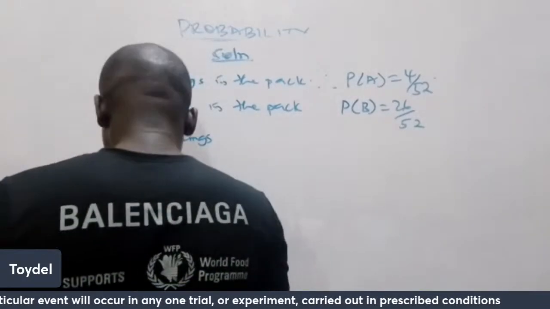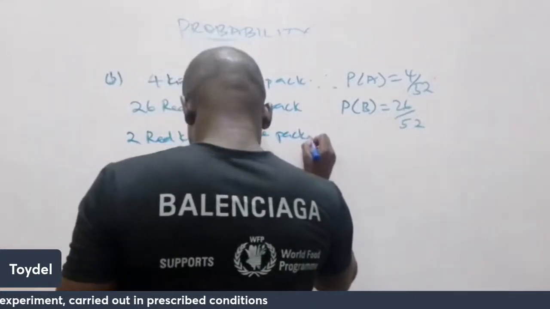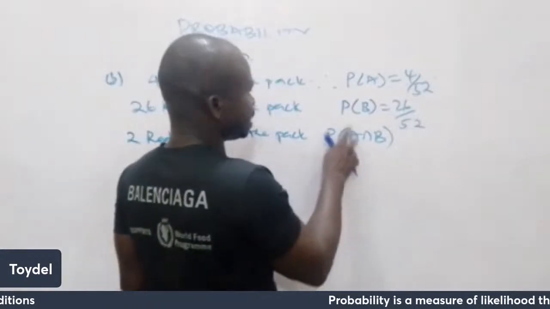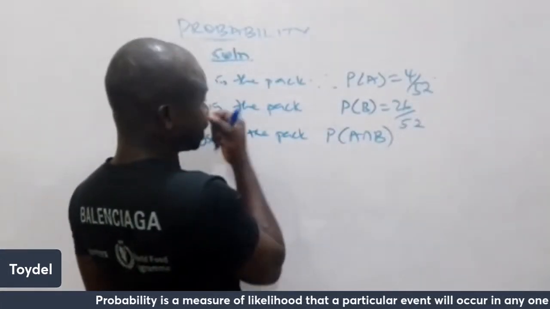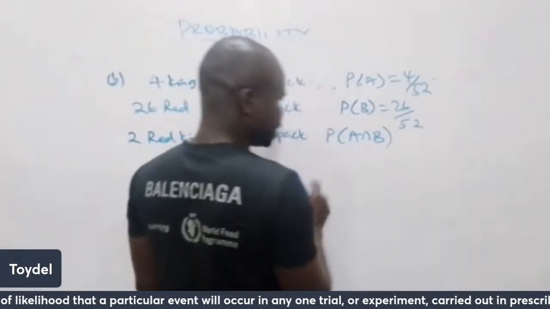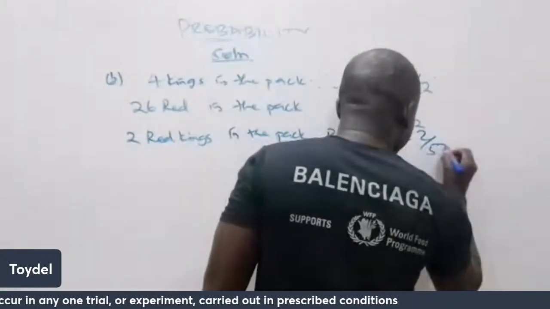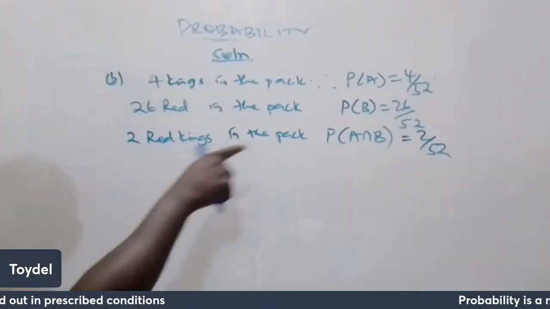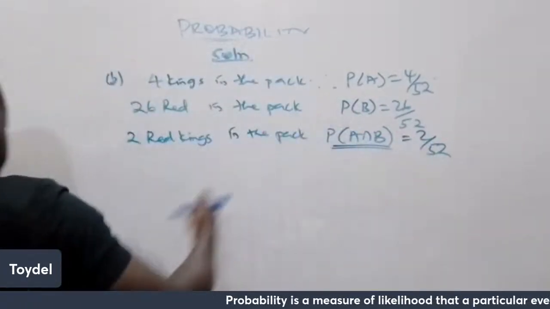So if that is the case here, we have 2 red kings in the pack, and that will be the probability of A intersection B. That is, A is the probability of picking a king. B is the probability of picking a red card. So it's possible to have a card that is a king and it's also red. So the probability A intersection B, which actually stands for the 2, will be 2 over 52, because there are 2 red cards that are also kings in the pack. So this one is under mutually non-exclusive events.